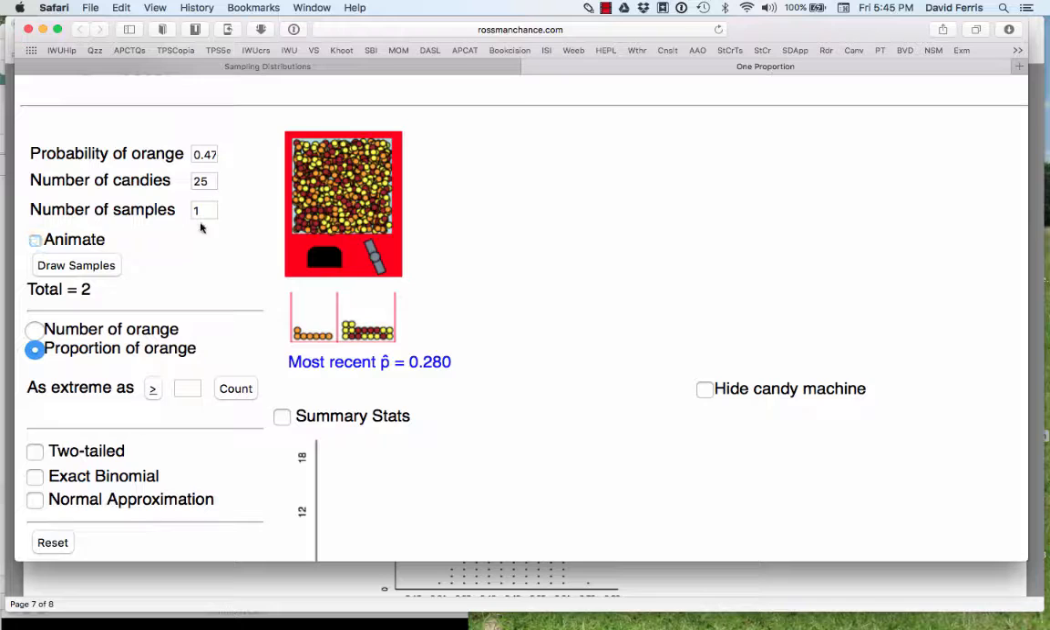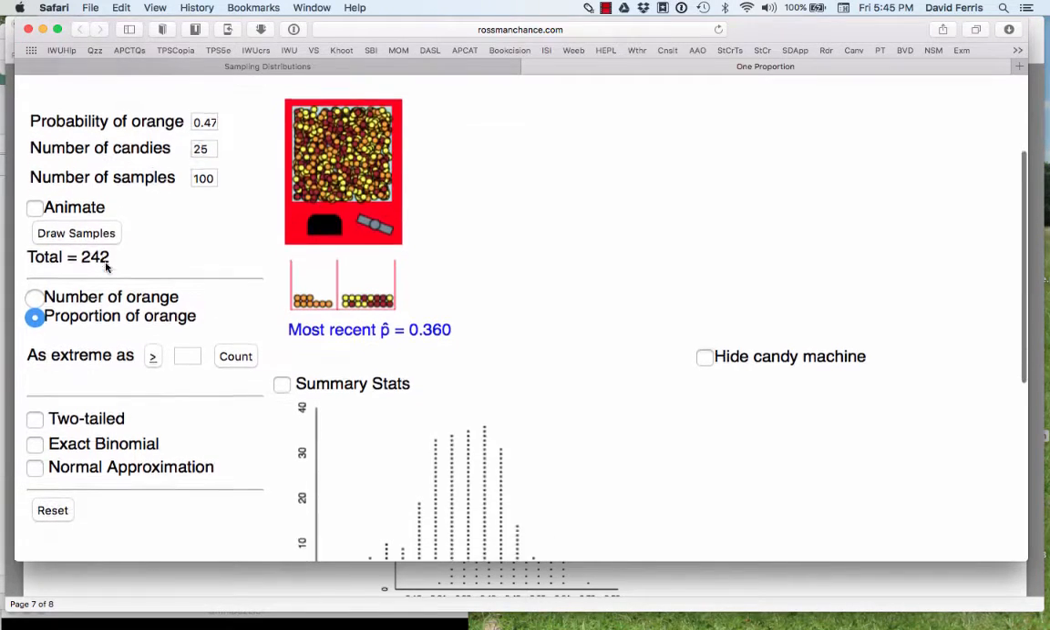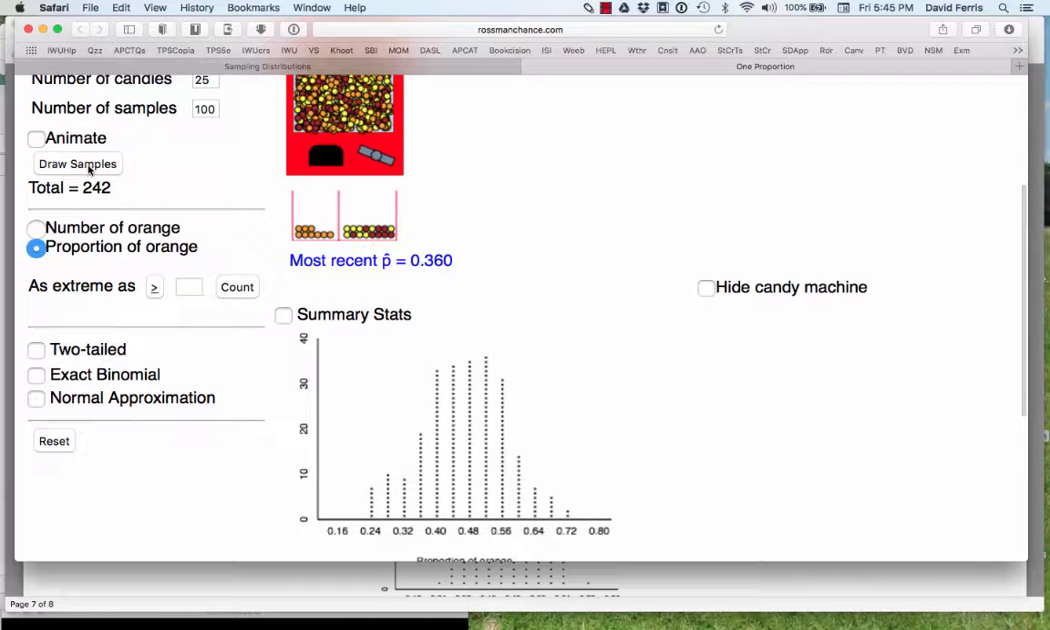Let's turn off the animation and let's bump up the samples. Let's do 10 more, and 10 more, and 10 more, and 10 more, and 10 more, and maybe 100 more. We can do this very quickly, 100 more. What's being graphed down here is very similar to what we just saw with the sample means, except now we're graphing sample proportions. Well, no surprise again, the sample proportions are turning out to be approximately normal, just like the sample means did.